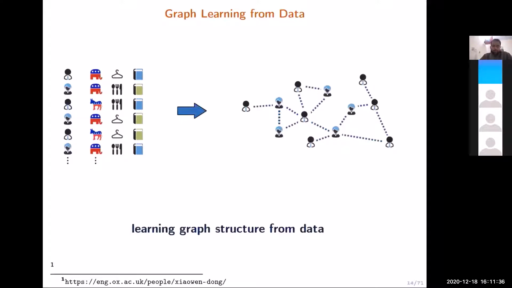We want to first build a graph. What is given are nodes. Suppose each individual corresponds to one node, and based on their features, their preferences and buying pattern, we want to build a graph showing how they are connected.